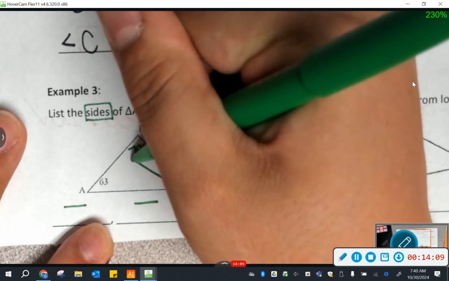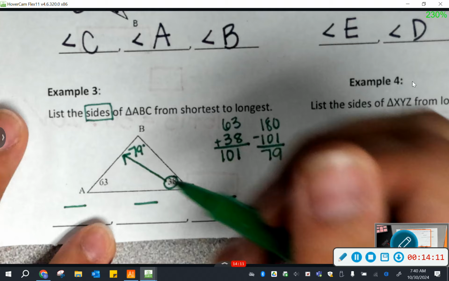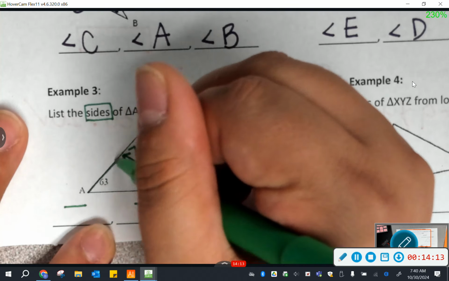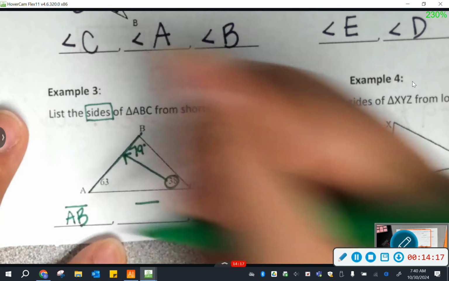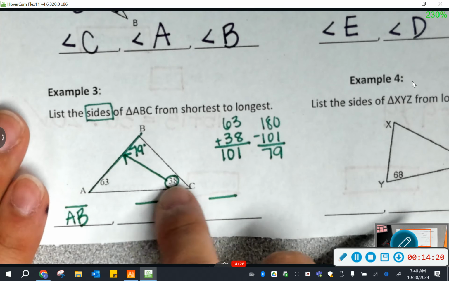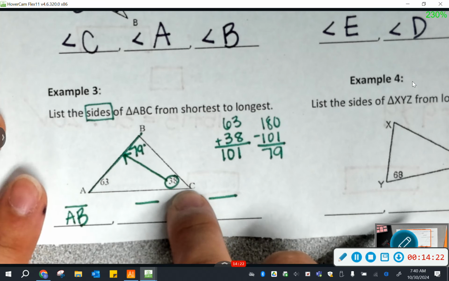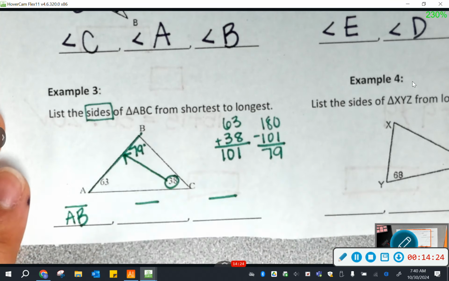What is across from 38? Okay, it's a whole side. What side is that? AB. It's not the letter that you're at, but go across, it's both of those.